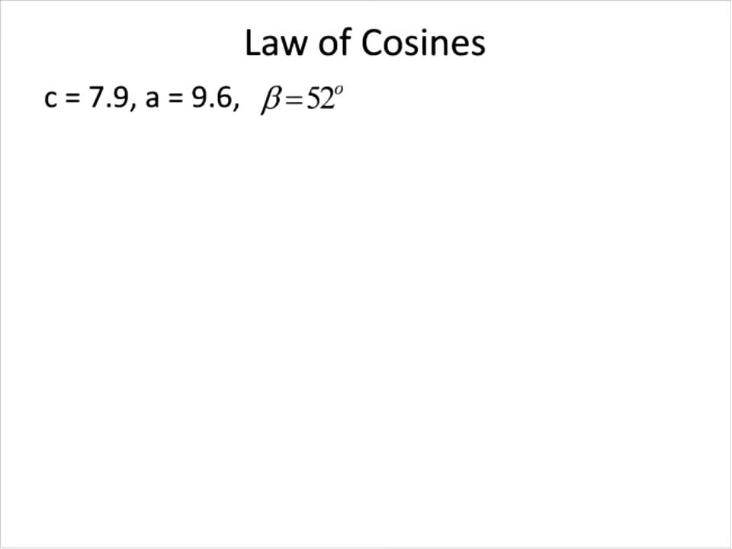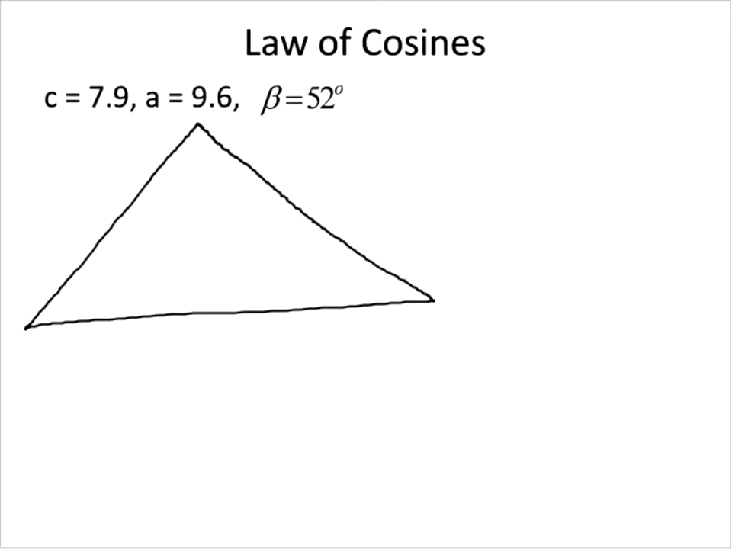So here we go. I've got my example. C is 7.9, A is 9.6 units, and angle beta is 52 degrees. So let's draw ourselves out a nice little triangle here. In my triangle, I've got this angle up here. That's 52 degrees. I'll call this angle down here alpha, which means this side opposite is going to be 9.6 units. I'll call this angle here gamma, which means the side opposite there is going to be 7.9.